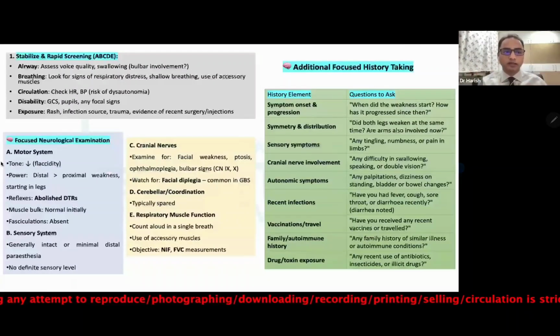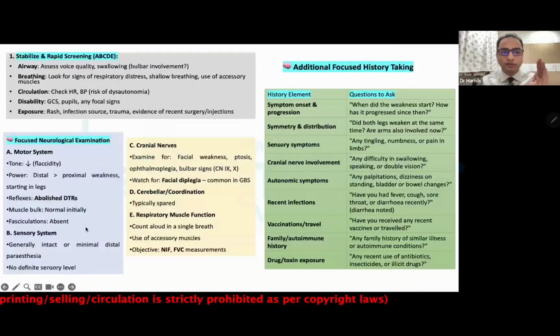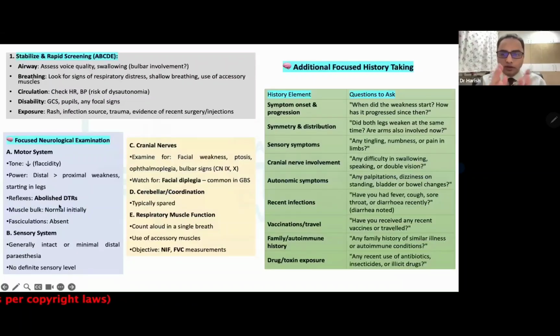So particularly in this case, motor system, check for the tone. Is there any flaccidity, is there a decrease in tone? So power, what is the difference between power in the distal or proximal weakness? Starting with the legs that you need to check. Reflexes, whether the deep tendon reflex is abolished or it is intact. So muscle bulk, okay. Any fasciculation is there? All those things you need to examine here. None of the fasciculations are there.